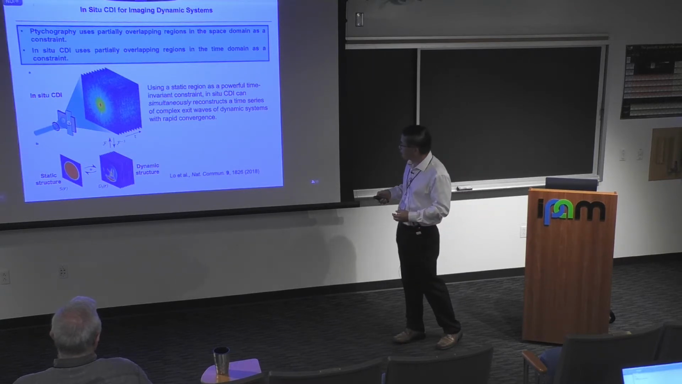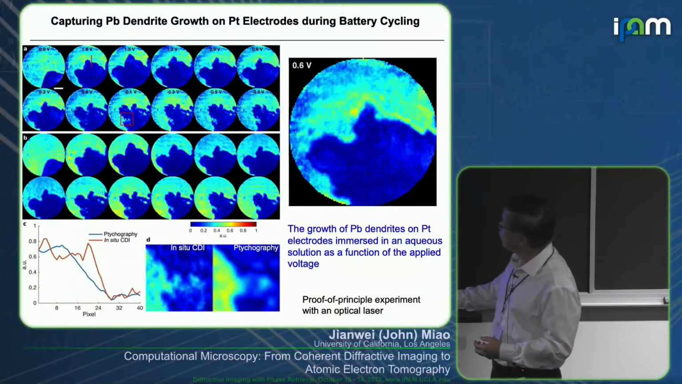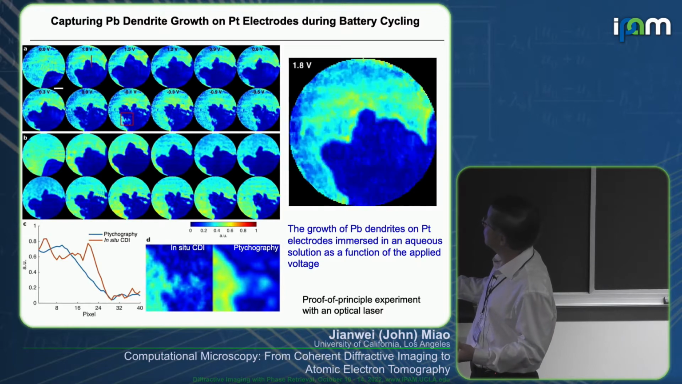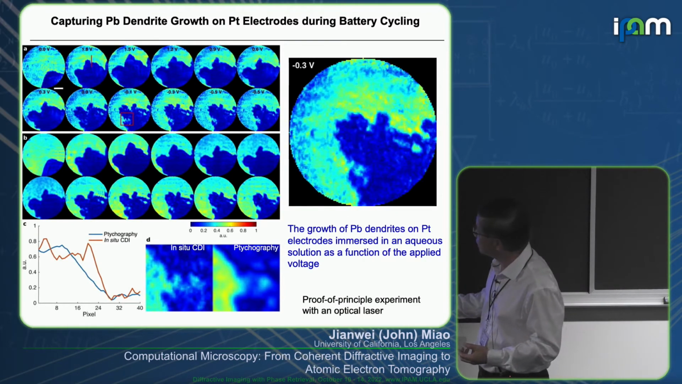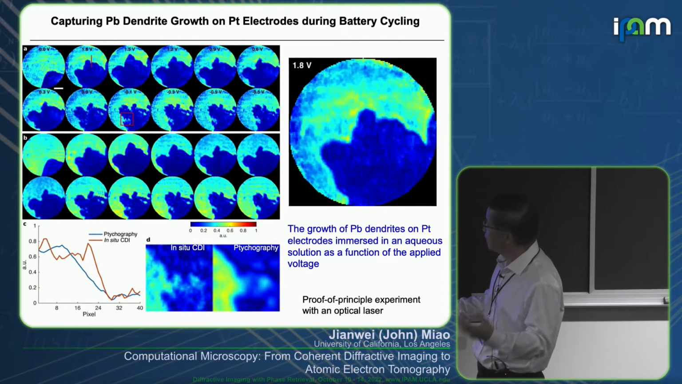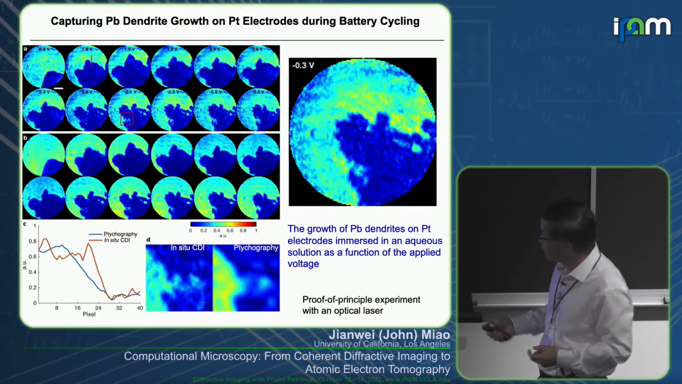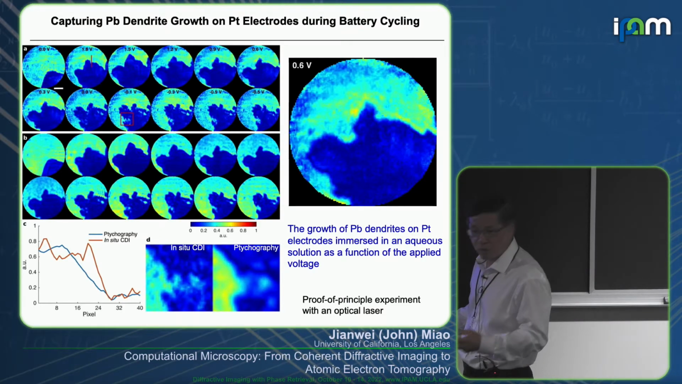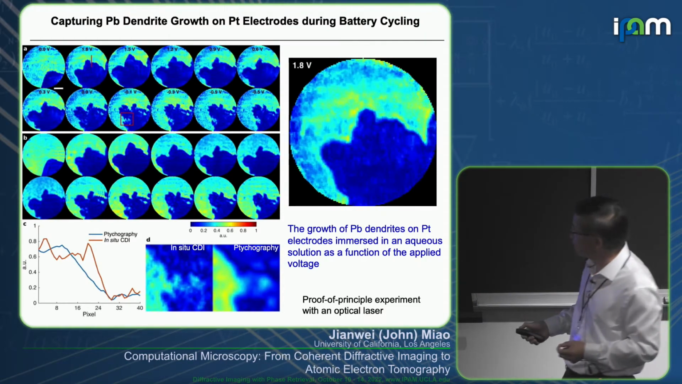I'm going to show you an experiment we demonstrated using an optical laser. This shows lead dendrites growing on the electrodes during the battery cycle. These are all in liquid. You can see this is the reconstruction by the in situ CDI algorithm. It's single shot, but with ptychography you have to scan. When we zoom in on this region, you can see the blur, because scanning takes some time, but here it is faster.